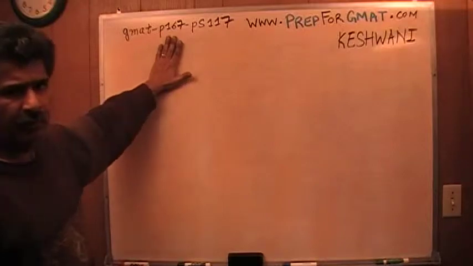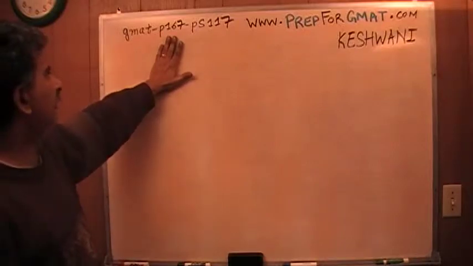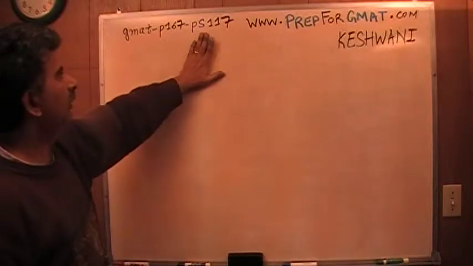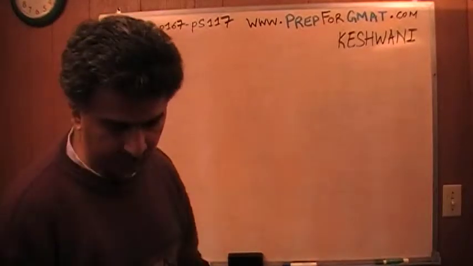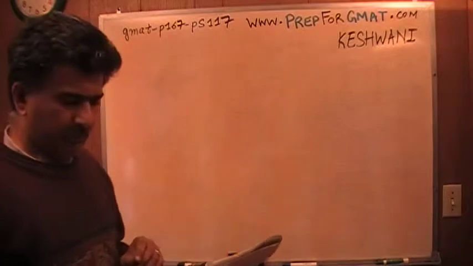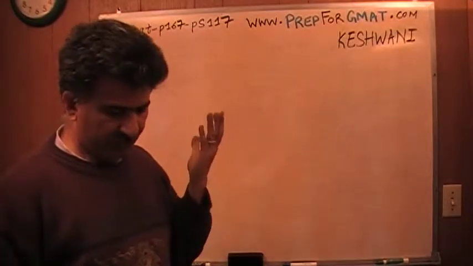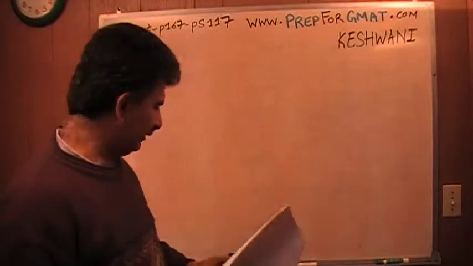The problem that I'm about to solve is the one that you will find on page number 167, problem solving number 117. Let's take a look at it. It simply says, which of the following has the value less than 1? That's all it is. We have to find one guy which is less than 1. Let's find out.